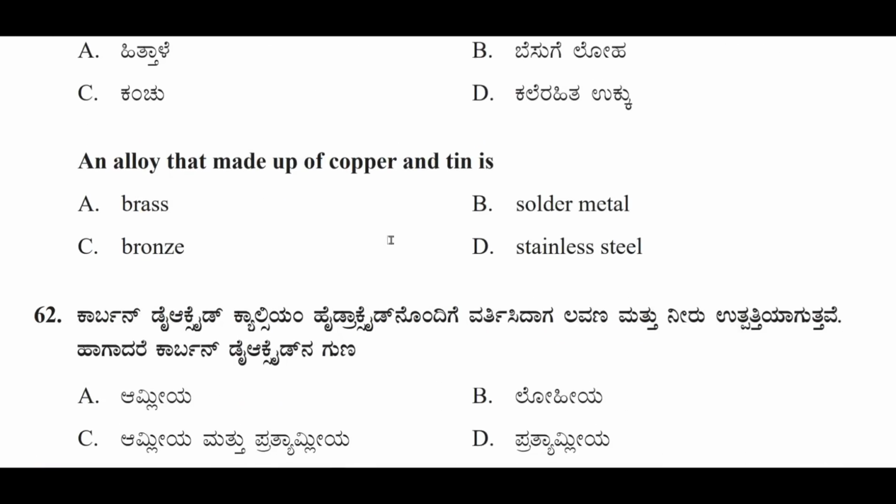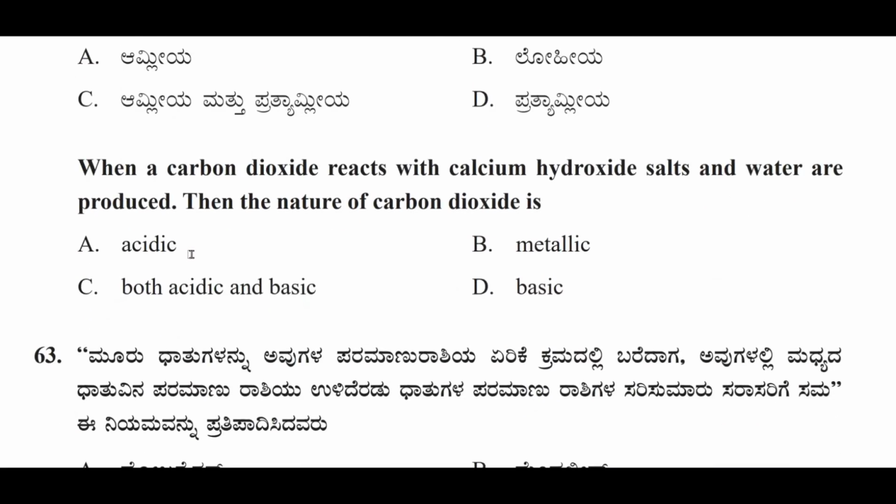Now, next question. An alloy that is made up of copper and tin is. The alloy that is made up of copper and tin is bronze. The correct answer is option C, bronze.